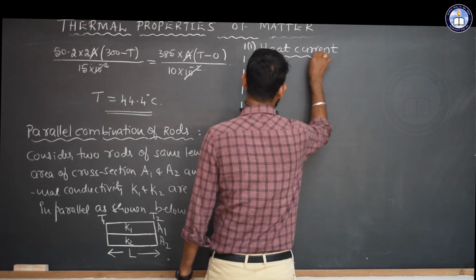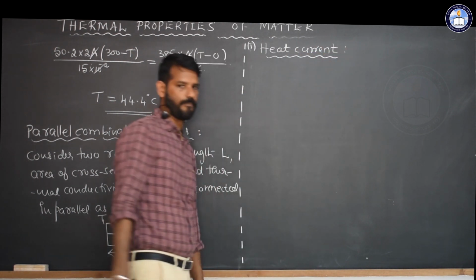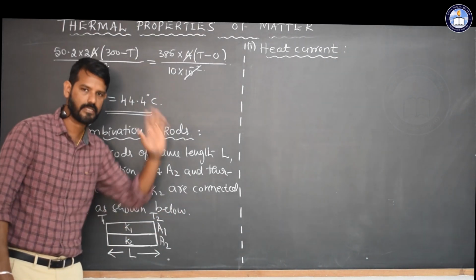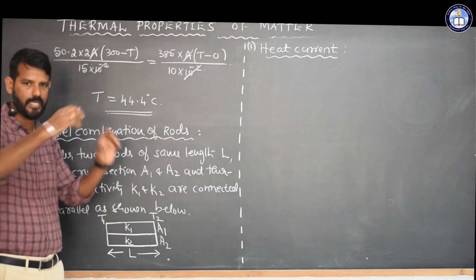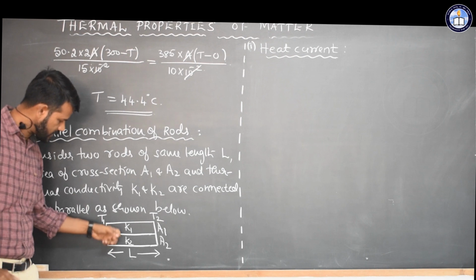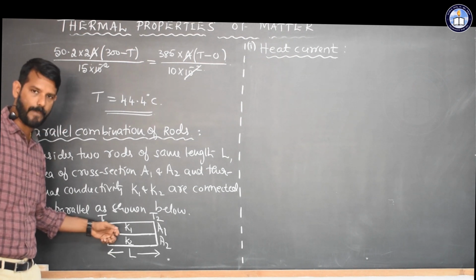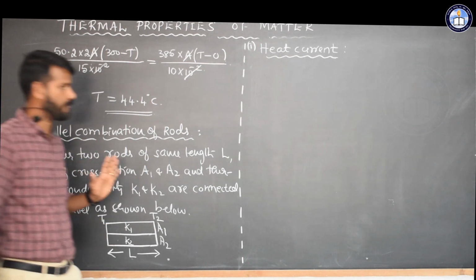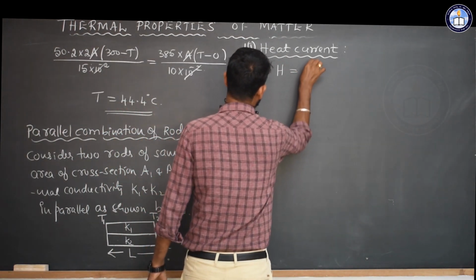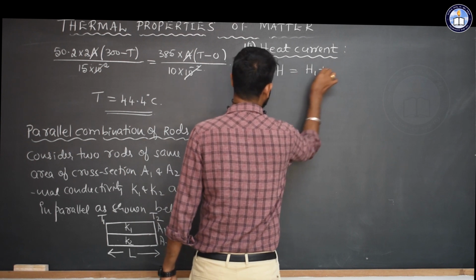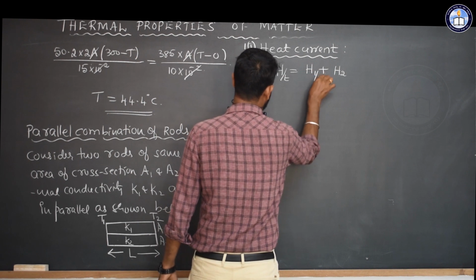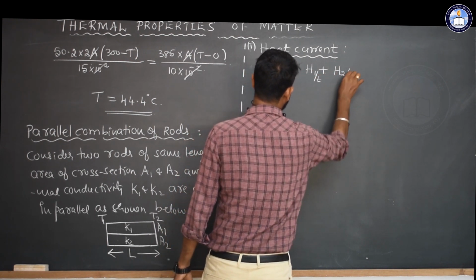In series combination also we calculate all these things. In series combination, what we observed is that heat flow or heat current is the same in both the rods. But here in parallel combination, heat current adds up, because they are connected in parallel. That means the heat current H is equal to H1 plus H2. Or you can write H by T is equal to H1 by T plus H2 by T.